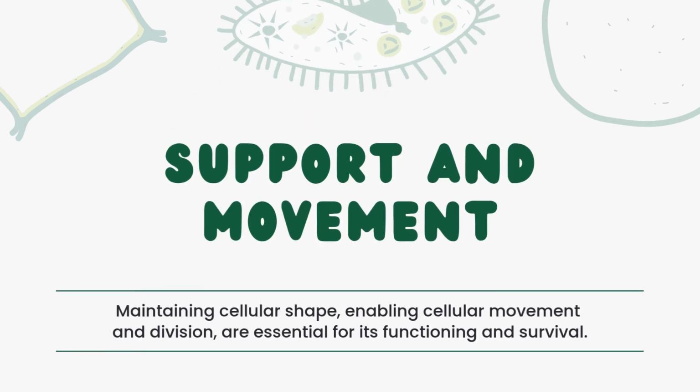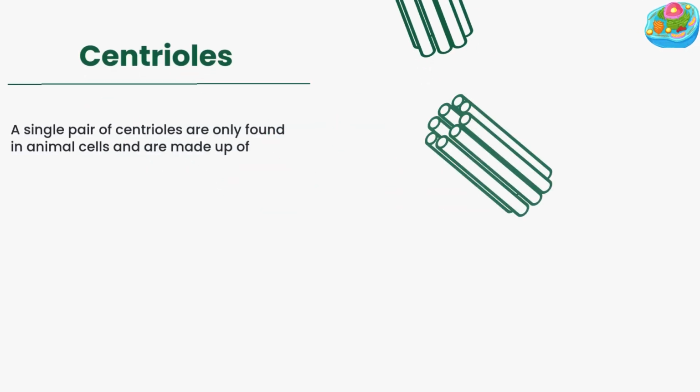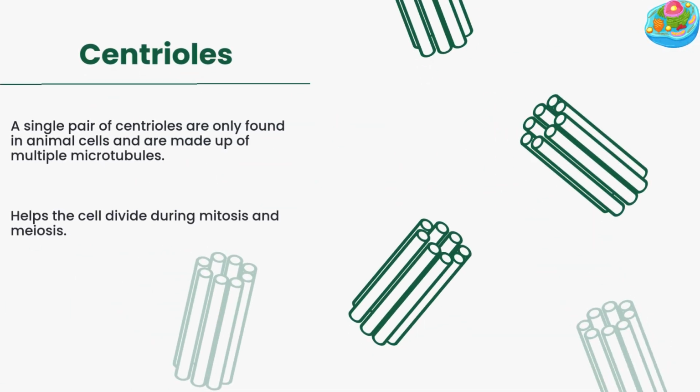So, our next category is support and movement. This helps maintain cellular shape, enabling cellular movement and division, and these organelles are essential for its functioning and survival. So, our first one would be centrioles. A single pair of centrioles are only found in animal cells, and they are made up of multiple microtubules. This helps the cell divide during mitosis and meiosis.